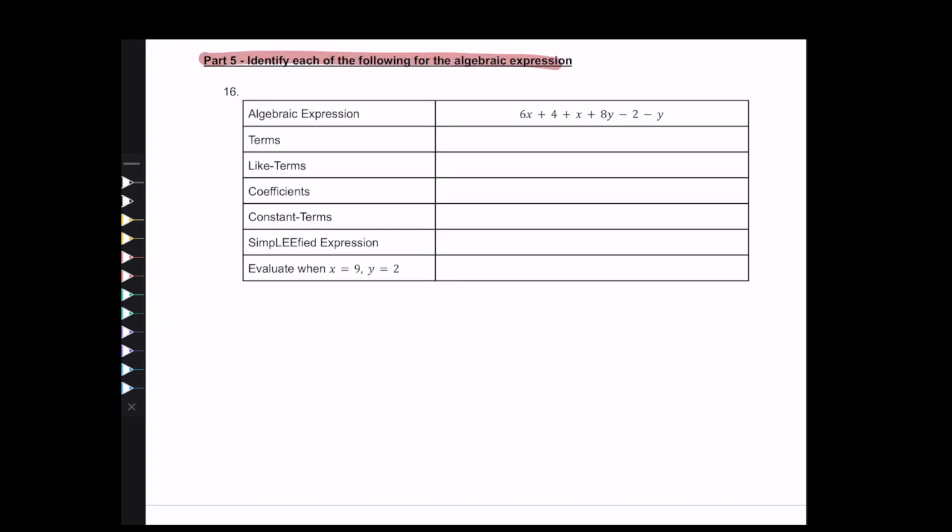For part 5, we're identifying each of the following for the algebraic expression. So keep in mind that terms are separated by plus signs and minus signs. So let's take a look at this first one. For this first one, what color do I want to use? I'll use purple here. So the terms, this first one is going to be 6x. That's a term. 4, that's a term. So put commas here. x, just keep in mind there's an invisible 1. So I'm going to write that right now in case I forget it later. And then we have 8y. That's a term.